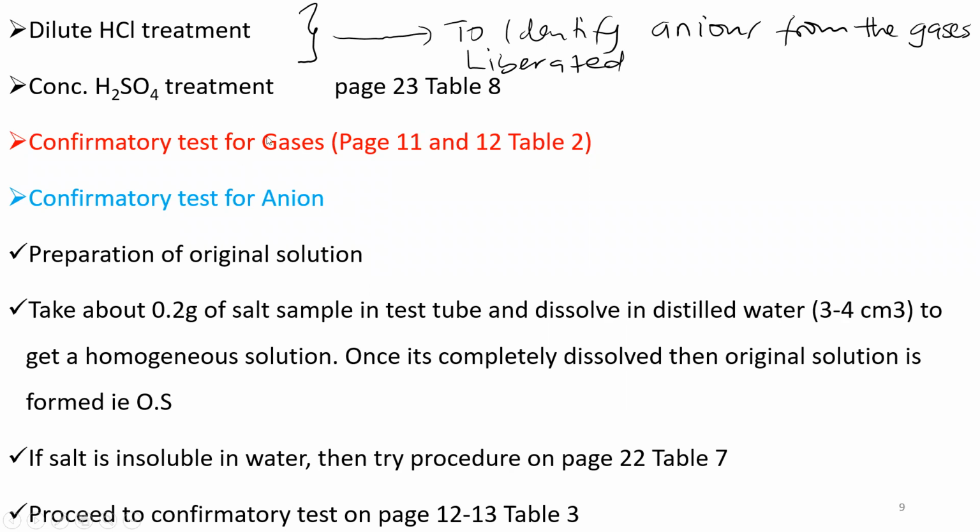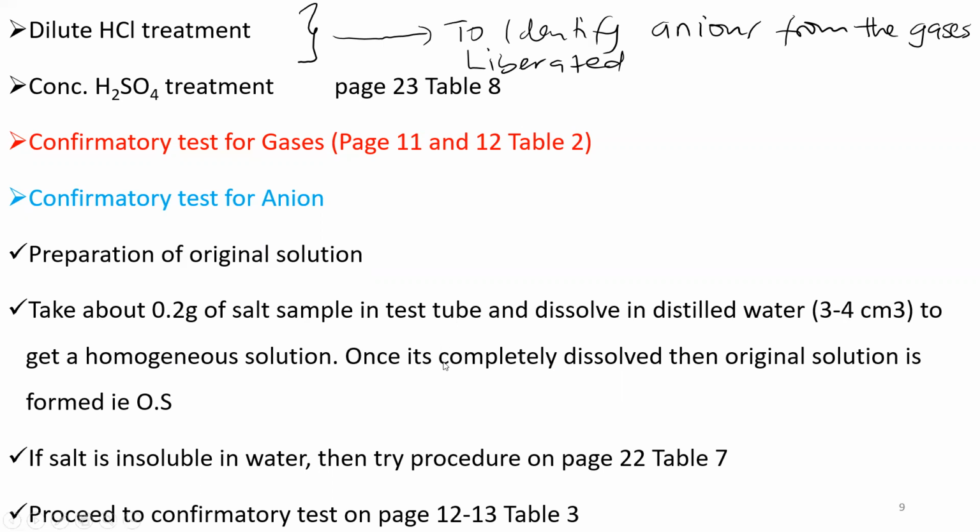Once we have been able to suspect the gas and the anion, then we go ahead to carry out a confirmatory test for the gas, which we can get on page 11 and 12, table 2, and we also carry out a confirmatory test for the anion. Now, for the confirmatory test for the anion, we usually have to prepare the original solution. How do we prepare original solution? We take 0.2 gram of the salt sample in the test tube and dissolve in distilled water. Once we get a homogeneous solution, that is, once the salt is completely dissolved, then that is our original solution.